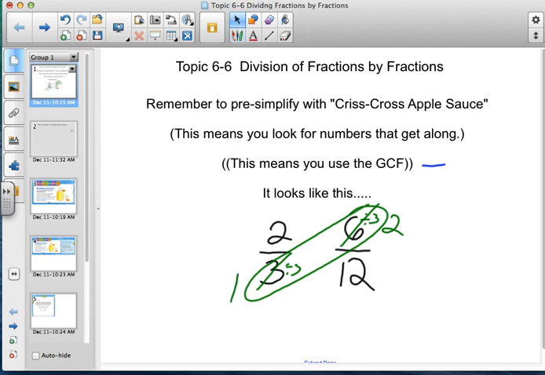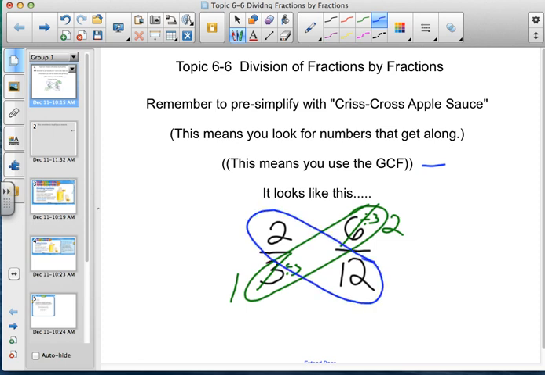Now, are we done pre-simplifying? No. What would we do next? Ben? Pre-simplify 12 and 2. Very good. We would pre-simplify 12 and 2. What's the greatest common factor for 2 and 12? Scott? 2. Very good. Yes, it would be 2. So you would have 1 and you would have 6.